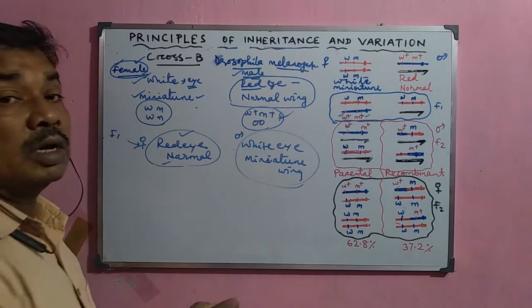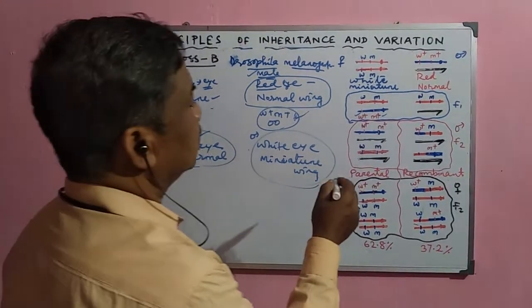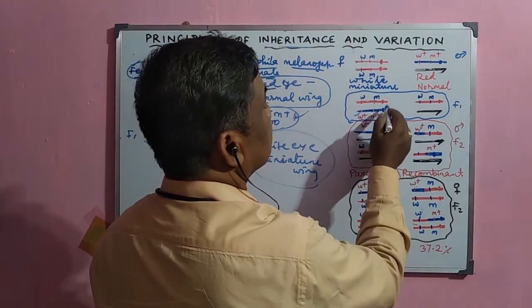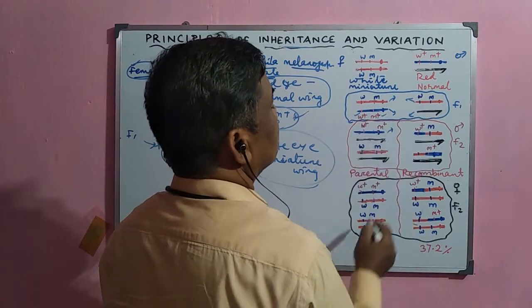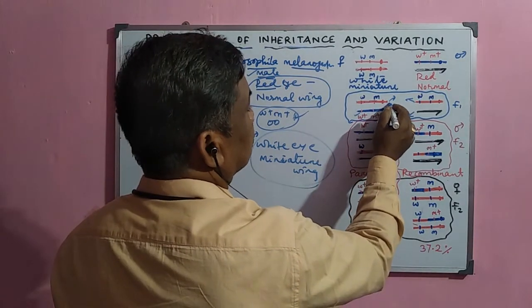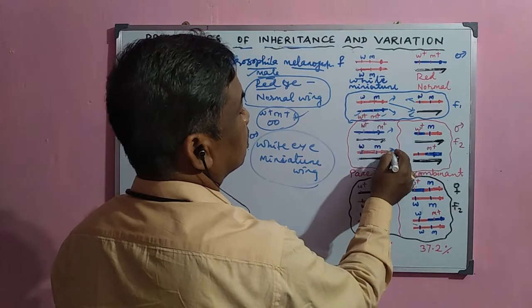Now in the F2 generation, when they form the different gametes like this, suppose this one and this one gamete, this one another, like that. But when they combine, suppose WM combines with Y, then it will be this type.